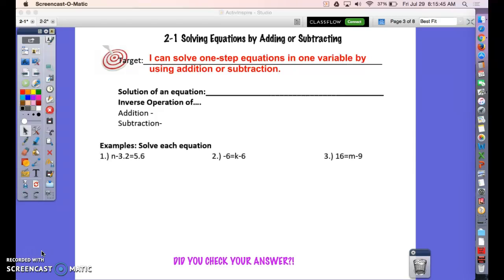In lesson 2.1, you are going to be able to solve one-step equations with one variable by using addition or subtraction. The good news is this lesson should be a review for you. Okay, so what is a solution of an equation?